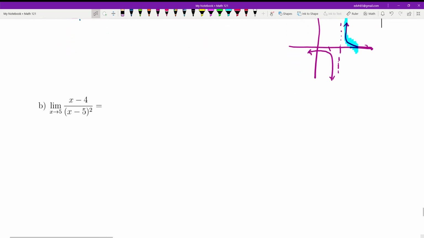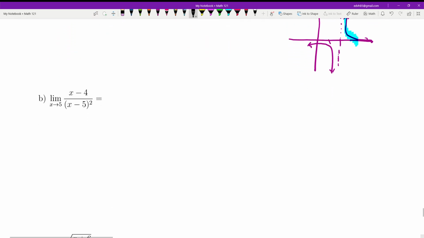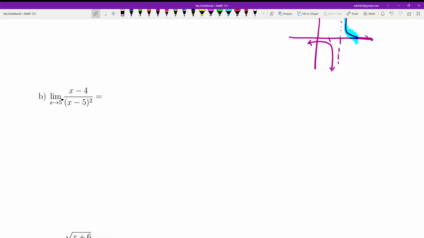All right, for letter B. By the way, there's a couple of typos on my paper, but yours are up to date. This one is supposed to be 5 from the left. What we do is plug in the value: 5 minus 4 over (5 minus 5) squared. That is 1. 5 minus 5 is 0, 0 squared is 0, which is that form.